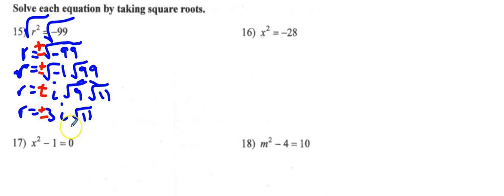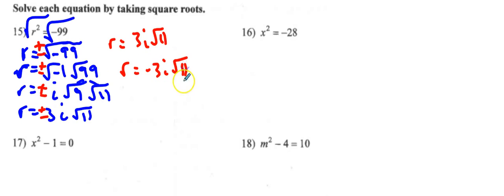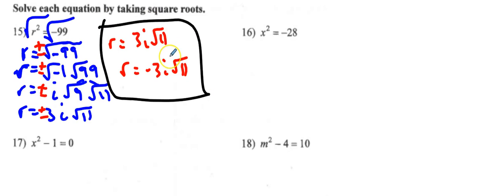So we're going to get two answers here. I'm going to write them separately. r equals 3i root 11, and r equals negative 3i root 11. That is our answer. You can pause there, or we're going to move on to number 17.